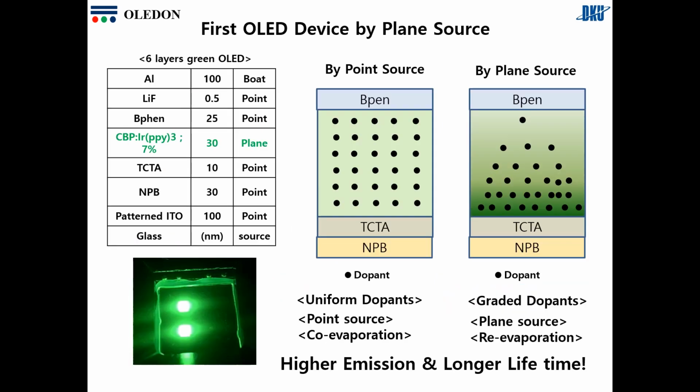A 6-layer green OLED device has been prepared to compare. The uniform dopant point source device has been made by the conventional co-evaporation process, while the grading dopant plane source device has been made by the re-evaporation process to show higher emission and a longer lifetime.